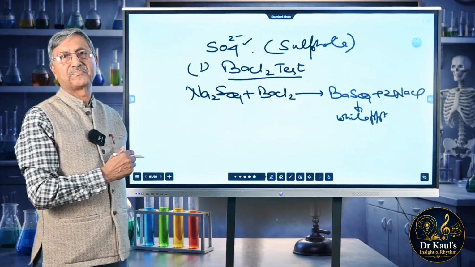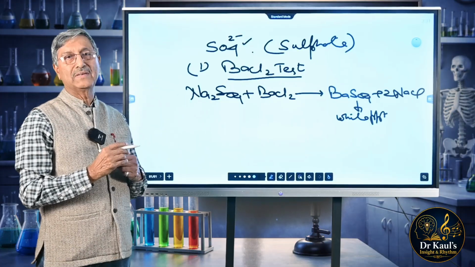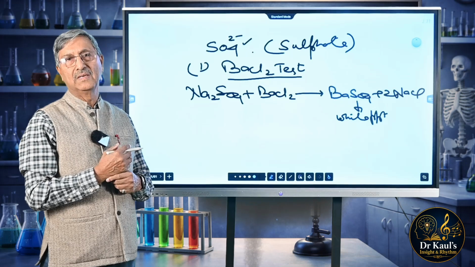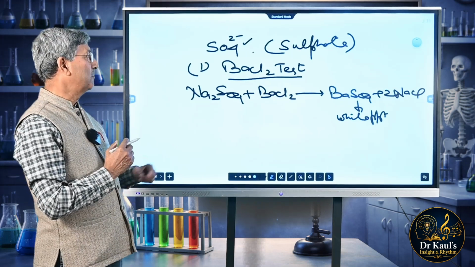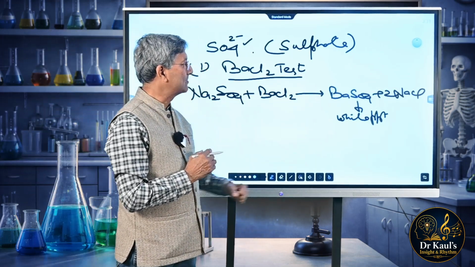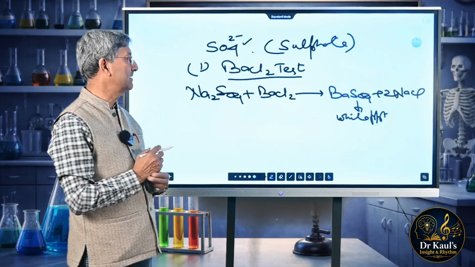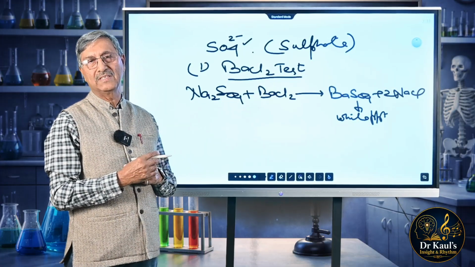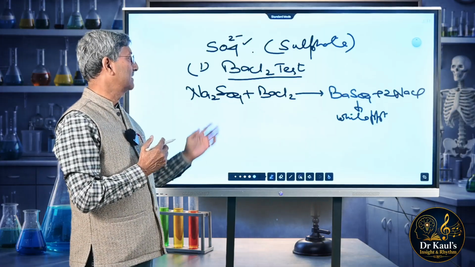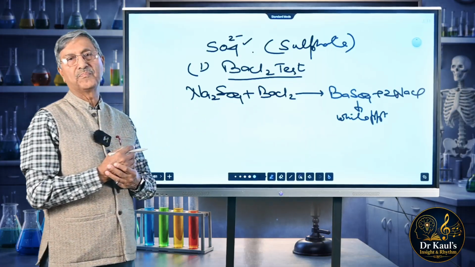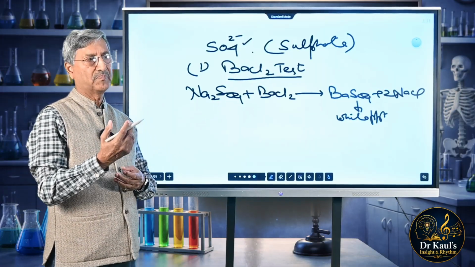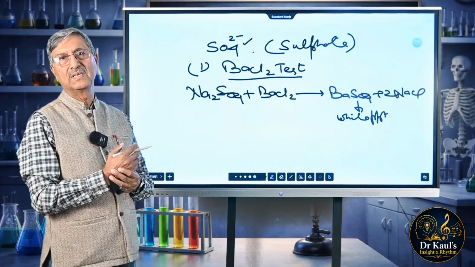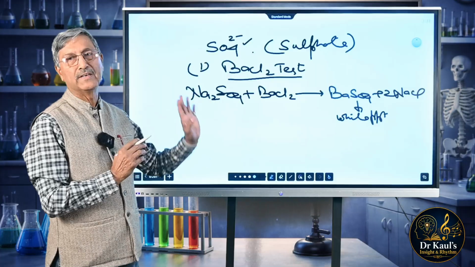If you remember, we performed this barium chloride test earlier also. We performed this test in case of sulphite, but the difference was that the barium sulfite formed there was soluble in dilute HCl. Whereas in this case, the barium sulfate precipitate is not soluble in dilute HCl. So our test is that we add dilute HCl to neutralize the soda extract, and then we add barium chloride, and the white precipitate persists, indicating thereby that sulfate is present.